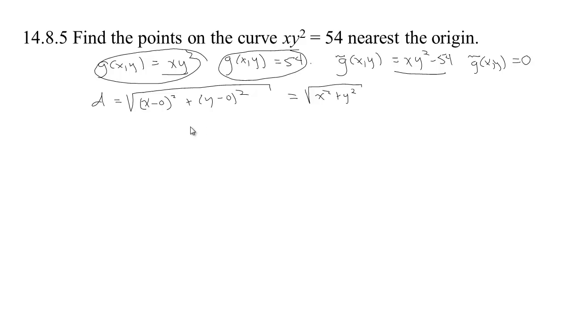Now, just for convenience, rather than letting this be my function f, I could let this be my function f. I'm going to let f of xy be x squared plus y squared. My reasoning is, if I minimize x squared plus y squared, then the square root of x squared plus y squared will be as small as possible, since the square root preserves the order of numbers. The smaller the number, the smaller the square root. So I might as well minimize this.